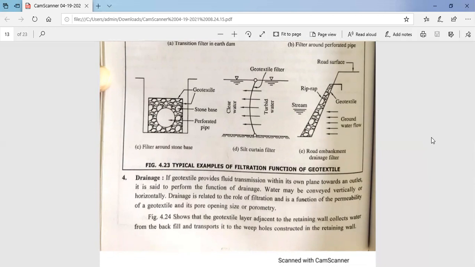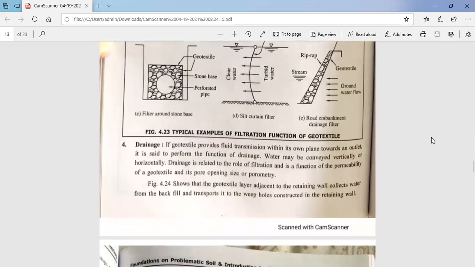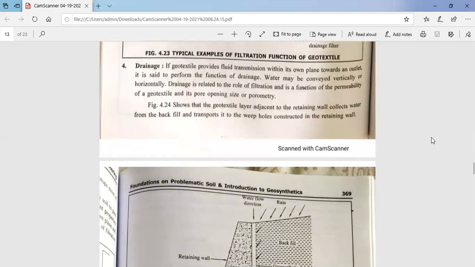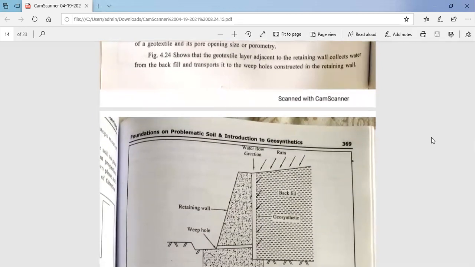Fourth one is drainage. If the geotextile provides fluid transmission within its own plane towards an outlet, it is said to perform the function of drainage. Water may be conveyed vertically or horizontally. Drainage is related to the role of filtration and is a function of the permeability of a geotextile and its pore opening size, or porometry. The figure shows that the geotextile layer adjacent to the retaining wall collects water from the backfill and transports it to weep holes constructed in the retaining wall.